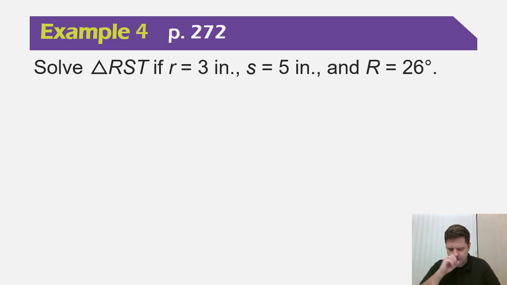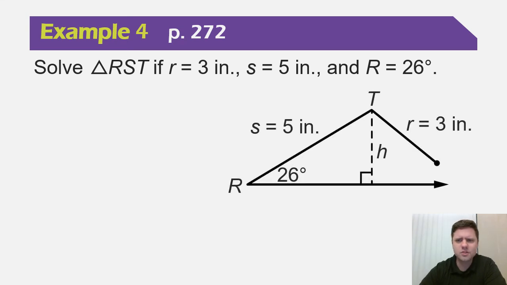Okay, so for example 4 in the book now, we get to solve for an ambiguous case. So in this case, we have the triangle RST, and it's asking us to solve the triangle if R equals 3, S equals 5, and angle R is 26 degrees. So again, we can sketch a little bit of a drawing here and get R angle of 26. We have our S of 5 inches, and the little r, the side that's opposite that angle, is 3.